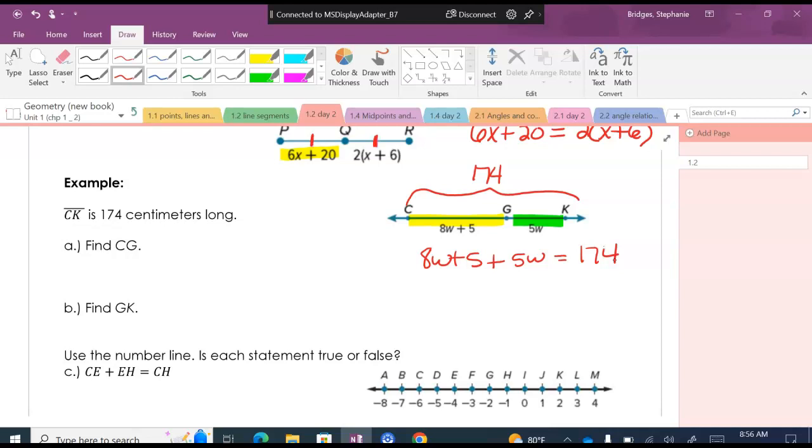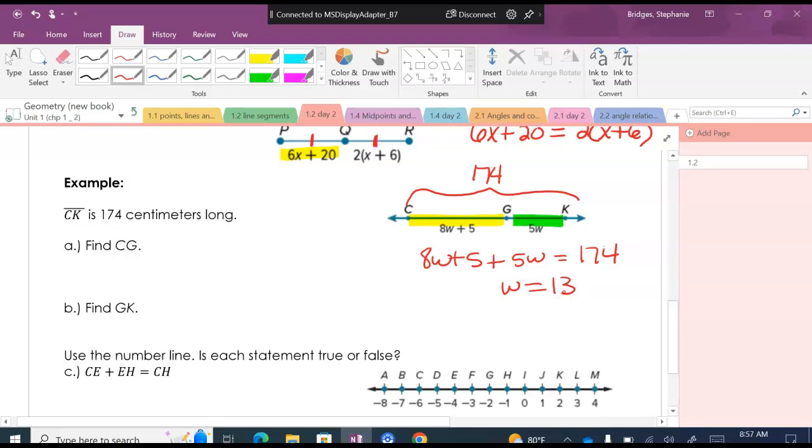We want to get W by itself. So I need to get rid of my 5. How would I move my 5 to the other side? Subtract it, yep. Bring down that 13W. 174 minus 5 is what, 169? Okay. And then to get W completely by itself, we're now going to divide by 13. And what is 169 divided by 13? 13. So W in this case is equal to 13 after we solve our equation.